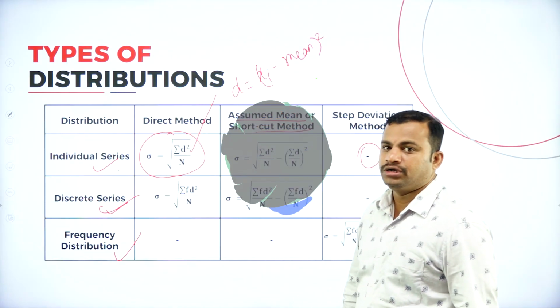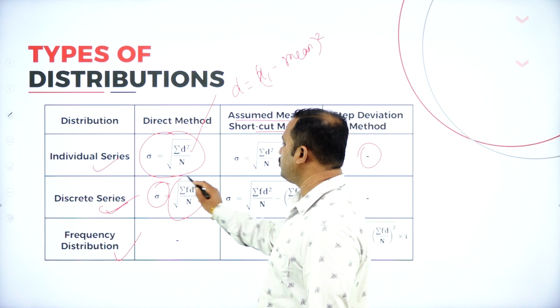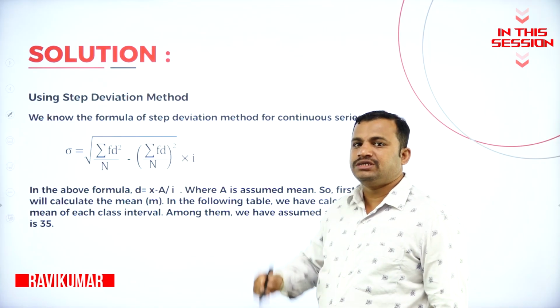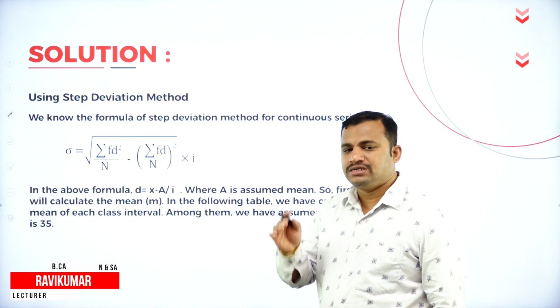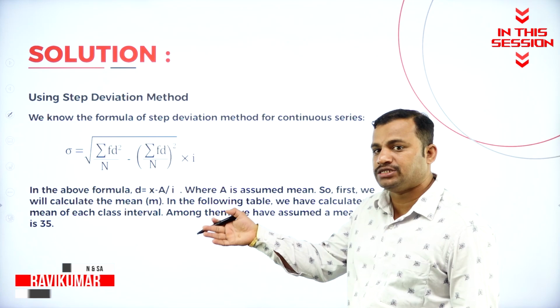We will find out the standard deviation with this formula. Sigma is equal to square root of summation f into d square divided by n. The individual series and the discrete series is the case in which we will find out the standard deviation by direct method as well as the assumed mean method.